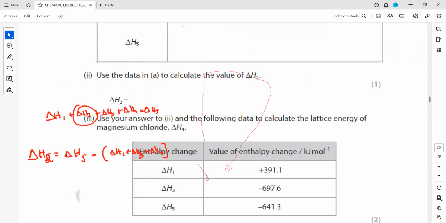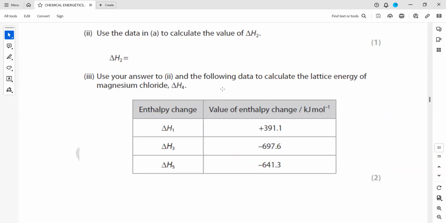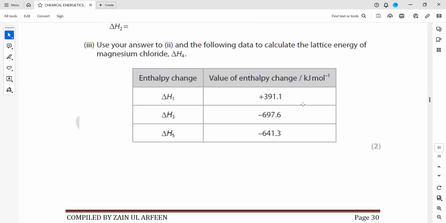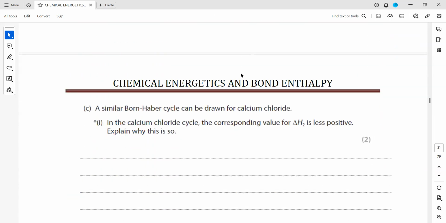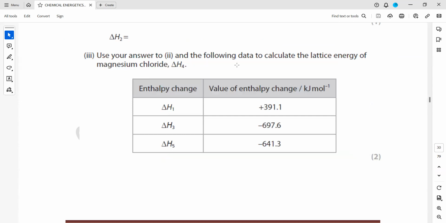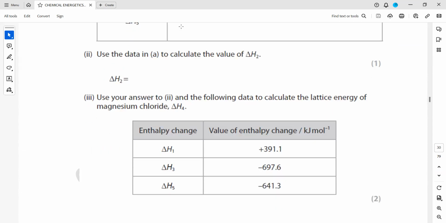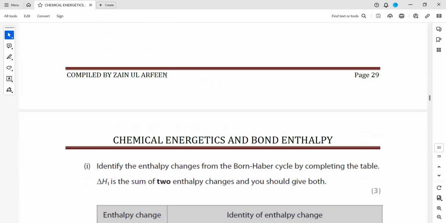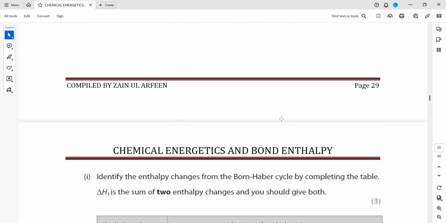So here we have to write the equation for delta H2. That's how it can be done. Then the values of delta H1, 3 and 5 are given. You just have to substitute these values and get the answer. Like the question is, use your answer, calculate the lattice energy. Delta H4 we have to calculate. So if you want to calculate delta H4, we will just use the same formula, delta H1, delta H3, delta H2. We need this, the lattice energy.